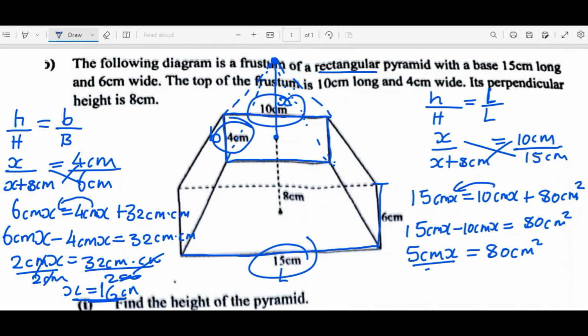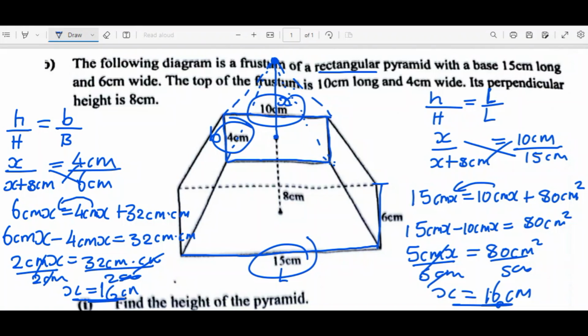So we divide by 5 centimeters, also here by 5 centimeters. So we just have to get 80 divided by 5. So I'm still getting the same final answer, 6 centimeters. So that's our final answer.